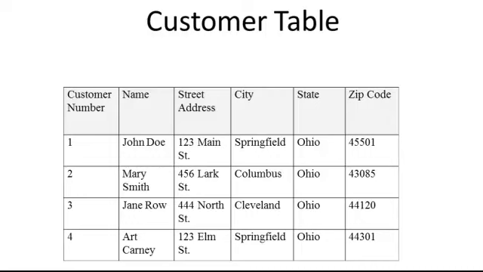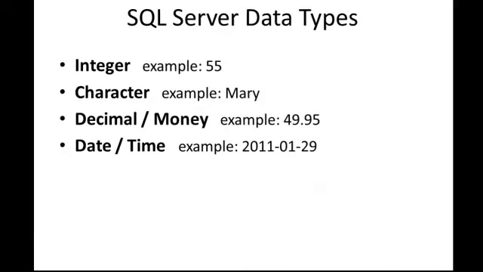In SQL Server, we'll have to pay attention to the type of data we can allow in each column. The common data types in SQL Server are integer, which are negative and positive whole numbers and zero. Character, which are text, including letters, numbers, punctuation, and special characters. Decimal and money. These are numbers with decimal places. And date and time is pretty self-explanatory.